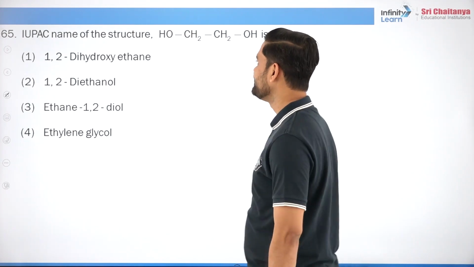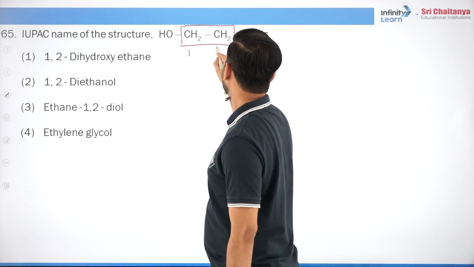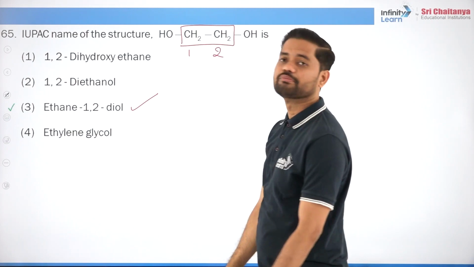Talking about question number 65, the IUPAC name, very simple, ethane-1,2-diol. Where is the option? Ethane-1,2-diol, that is option number 3.